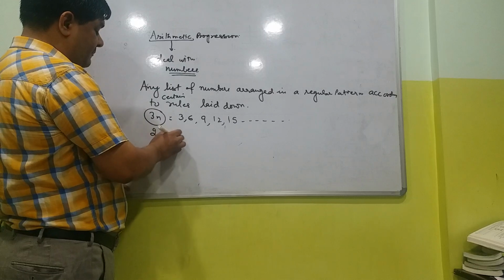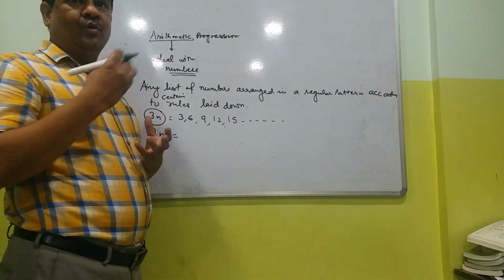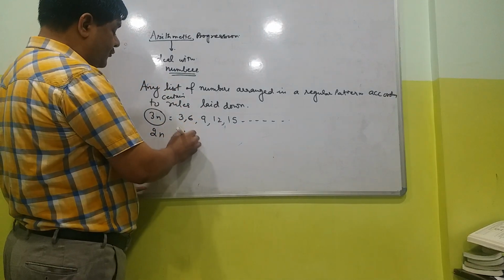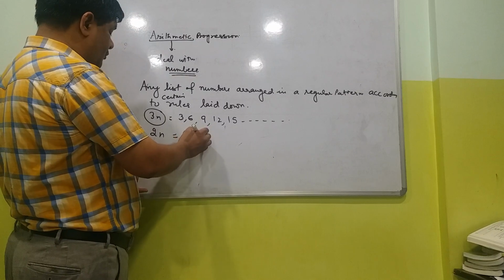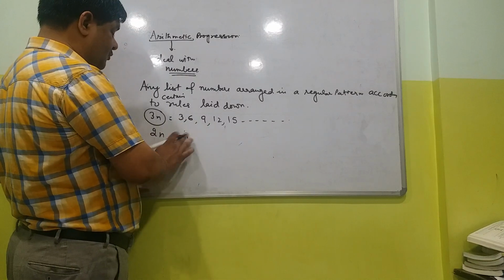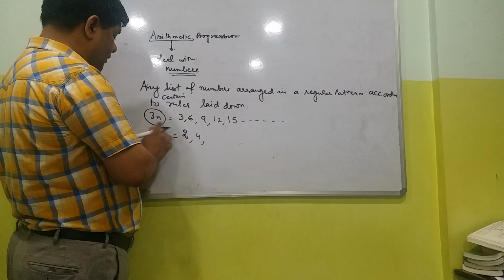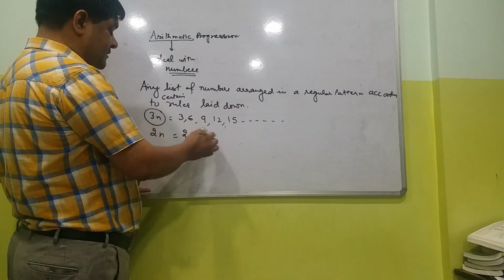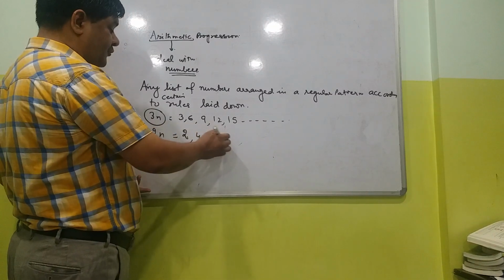Similarly, I will follow the pattern of 2n. 2 into 1, 2. 2 ones are 2. 2 twos are 4. 2 threes are 6. 2 fours are 8.